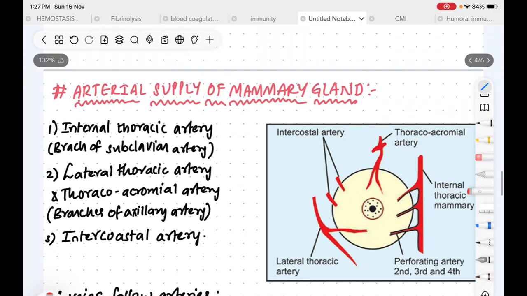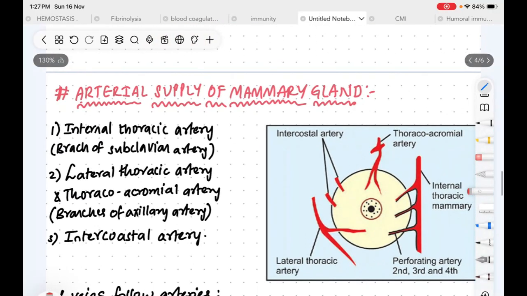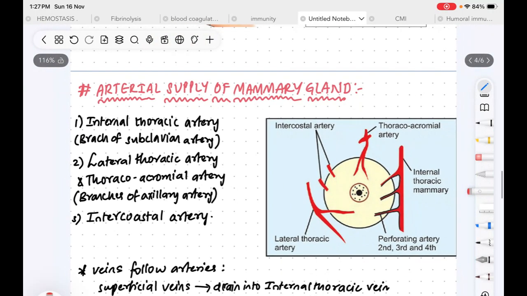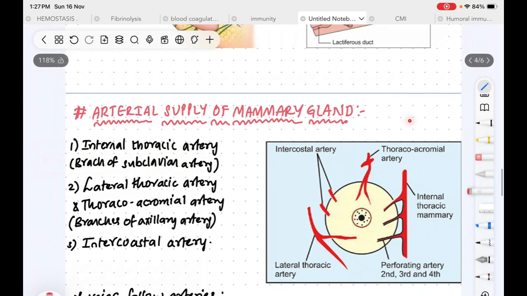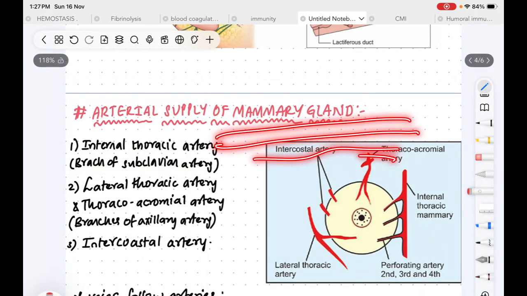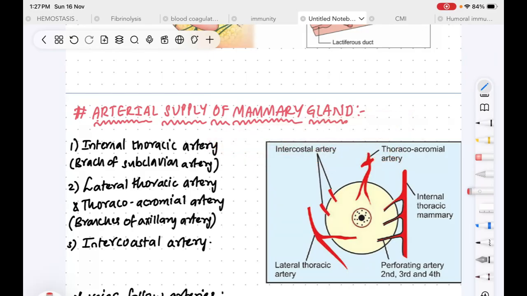Now let us talk about the arterial supply of the mammary gland, the main point. The mammary gland is mainly supplied by three arteries: the internal thoracic artery, the lateral thoracic artery, the thoracoacromial artery, and the intercostal artery. These are branches from the three main arteries. The first artery is the internal thoracic artery, a branch of the subclavian artery. The subclavian artery is present beneath the clavicle.